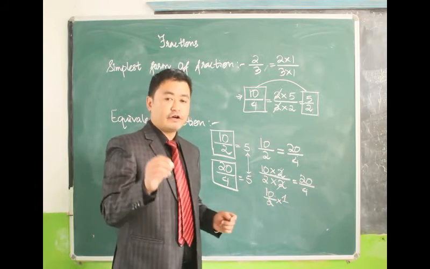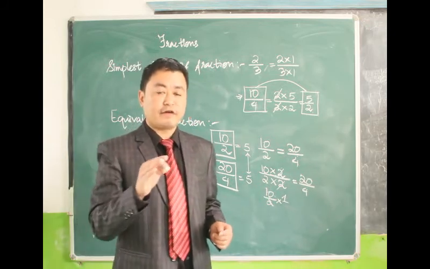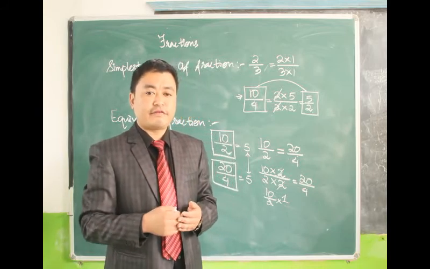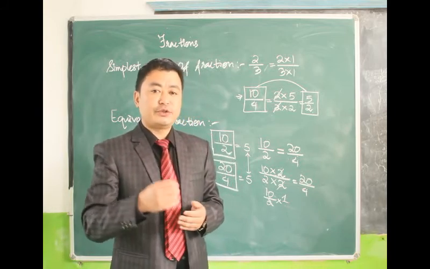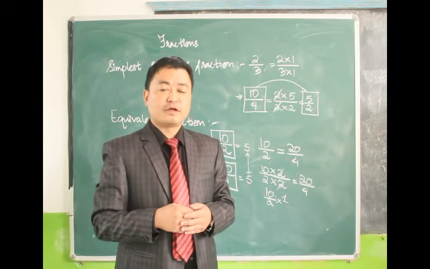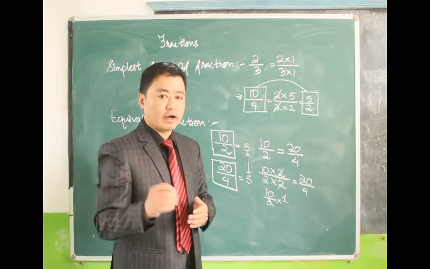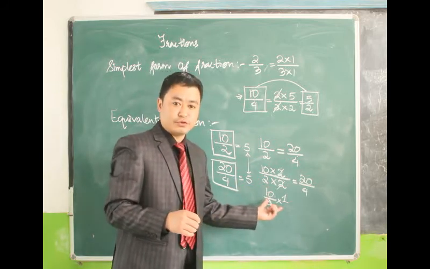Whenever you multiply the numerator and the denominator of a fraction by the same number, you get an equivalent fraction. What is happening here is that you are multiplying the fraction by 1. That's what I wanted to show you.